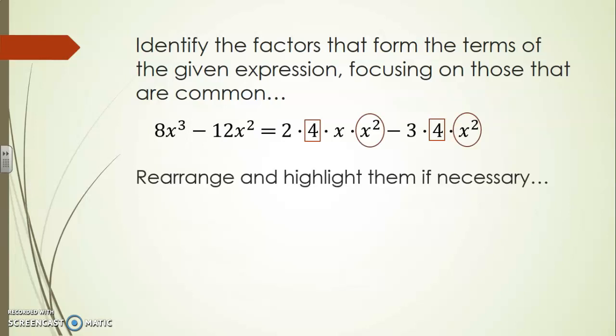If it helps, you can rearrange and highlight the common terms. I've used some color coding here to make things even more apparent. I've taken the 4 and the x squared that are common to the terms we started off with, highlighted them, and wrote them in front of the factors 2x and 3.